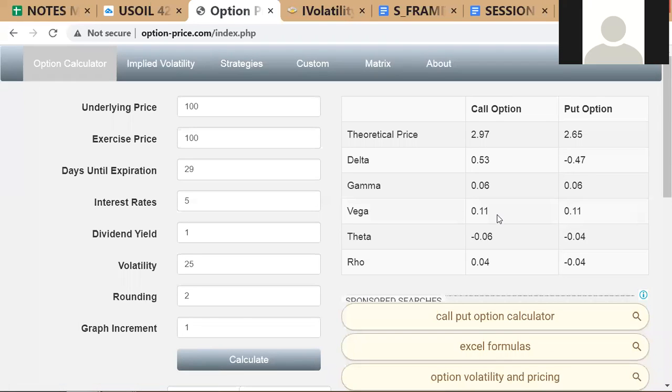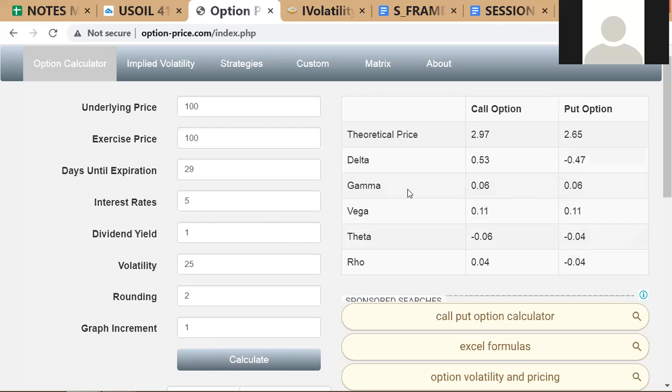Notice that theta, this you already know, long option positions have negative theta, both call and put. And also notice that long option positions have positive Vega, both call and put. And the Vega is the same for both, okay? So the same logic, it's now very easy to understand the Vega-theta trade-off once you have understood the gamma-theta trade-off.